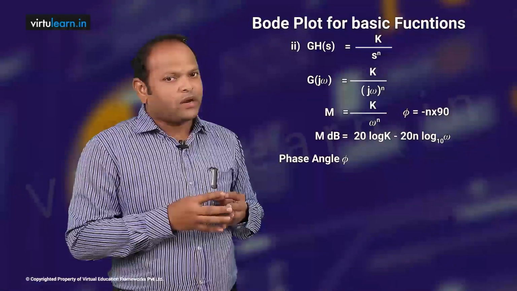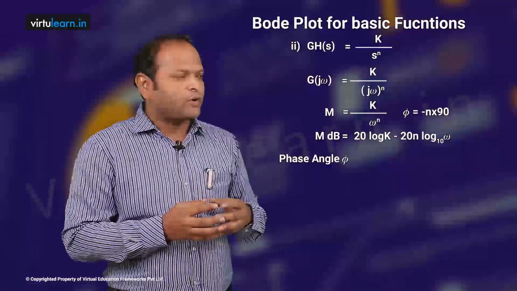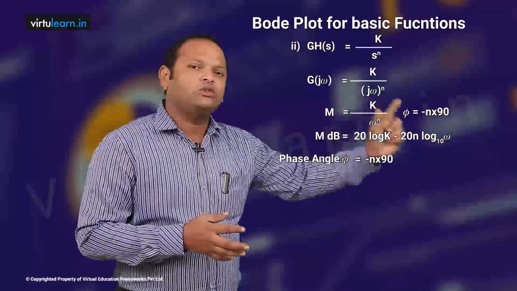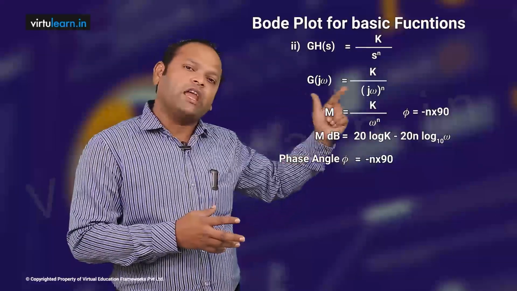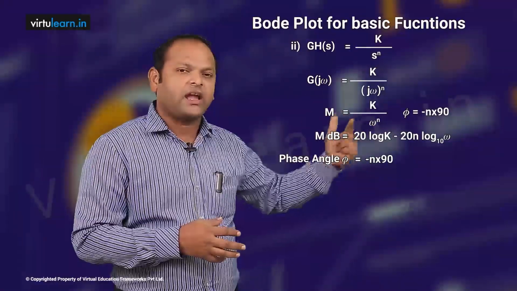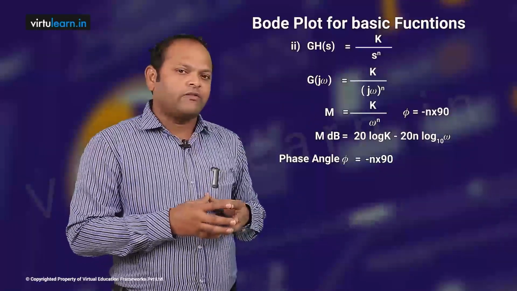And that j omega term in the denominator, therefore it is minus. The phase angle is very simple. Phase angle phi is equal to minus n into 90 degrees. If you have k by s, it is going to be minus 90. K by s square, it is minus 180, and so on. So we have two expressions, magnitude and phase angle.